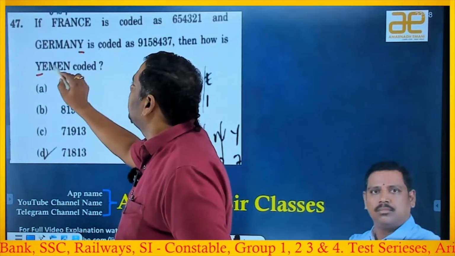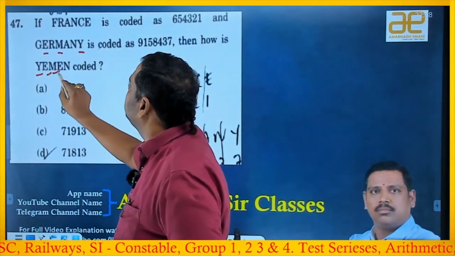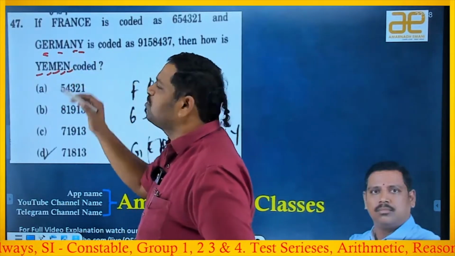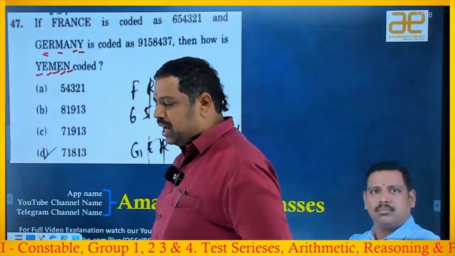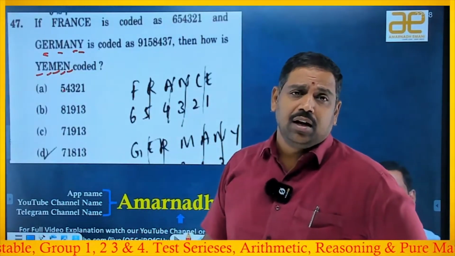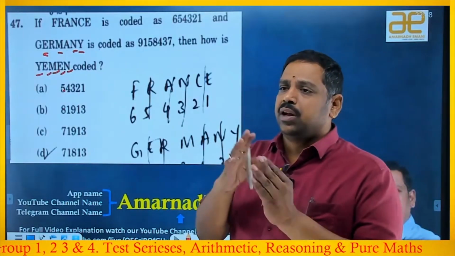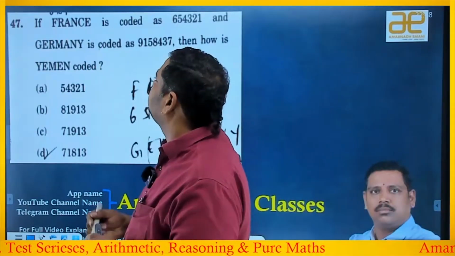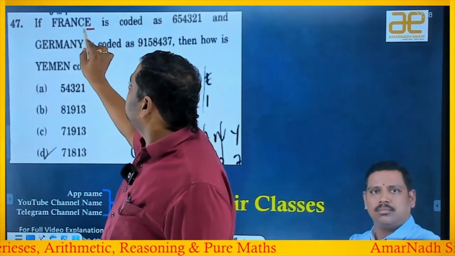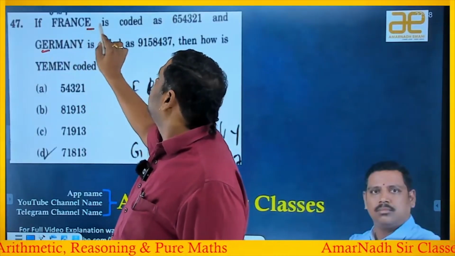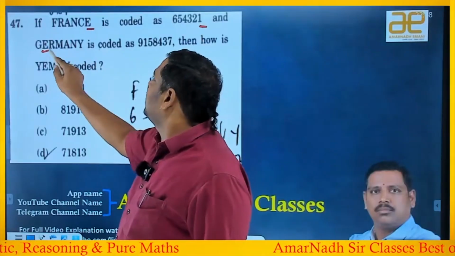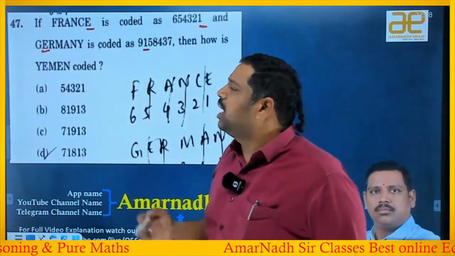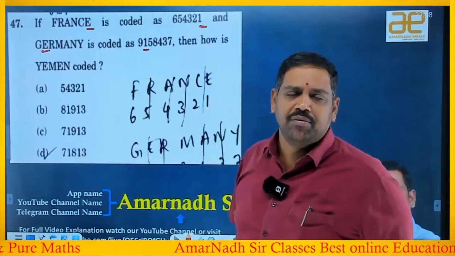Observe, Y is there, E is there, M is there, E is there, N is there. All are repeated, which means it might be either substitution coding or direct coding. Observe the beauty: in these two, E appeared two times. Last is E, that is 1. Second is E, that is also 1. So blindly he is replacing E with 1 everywhere.